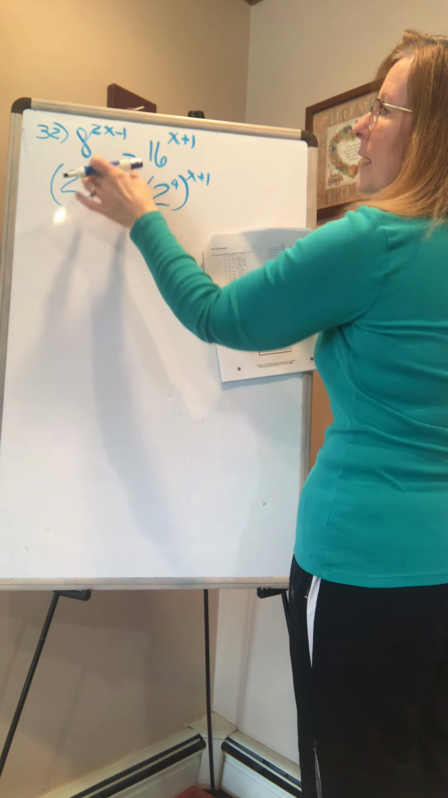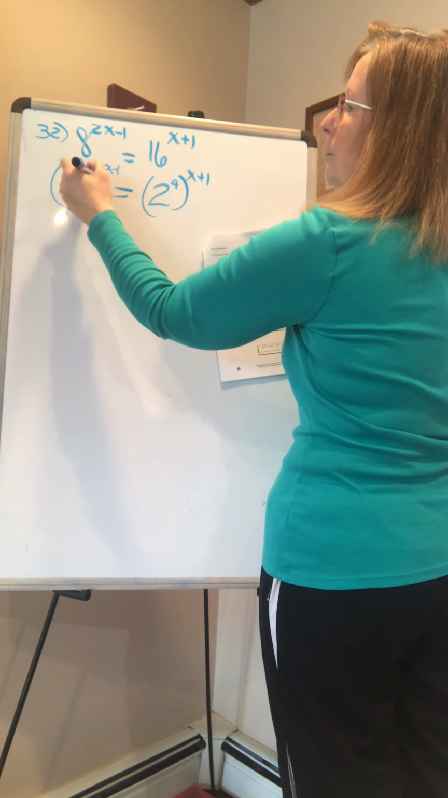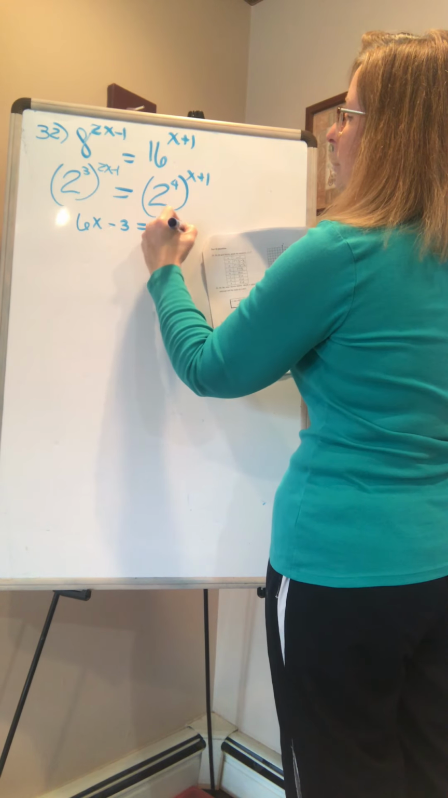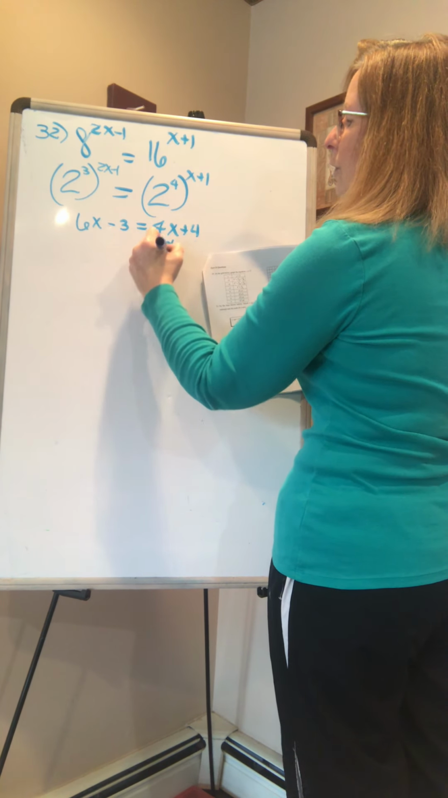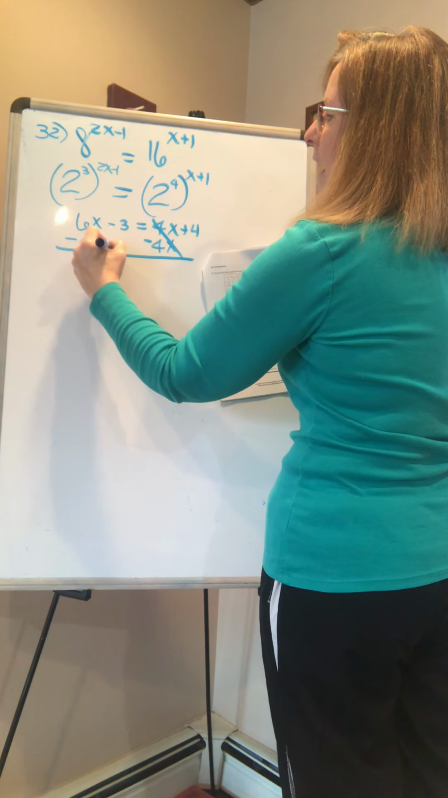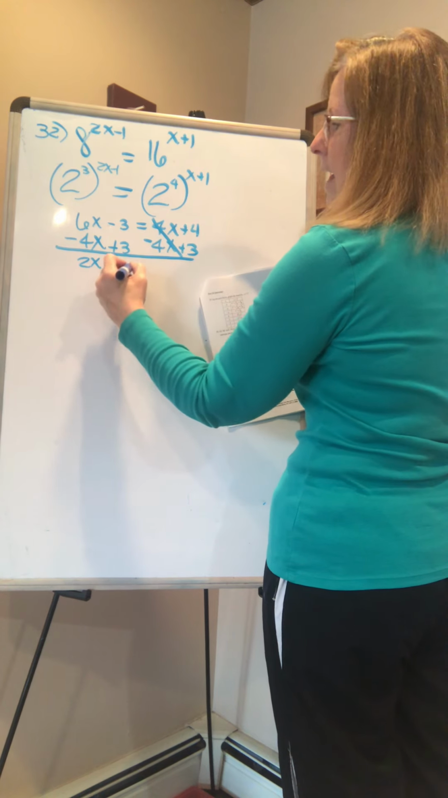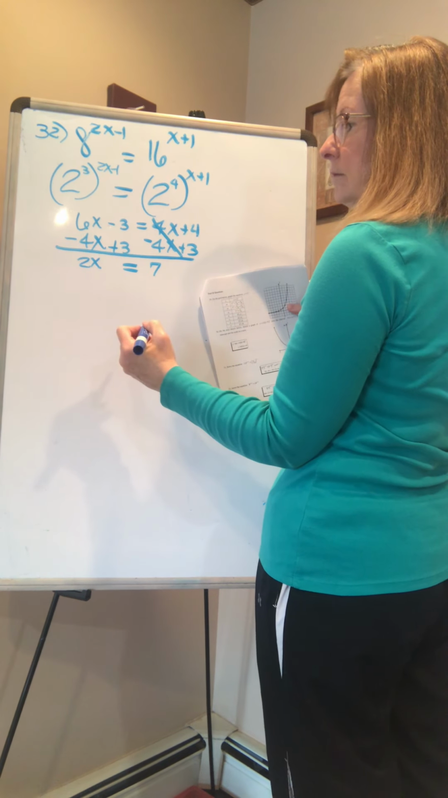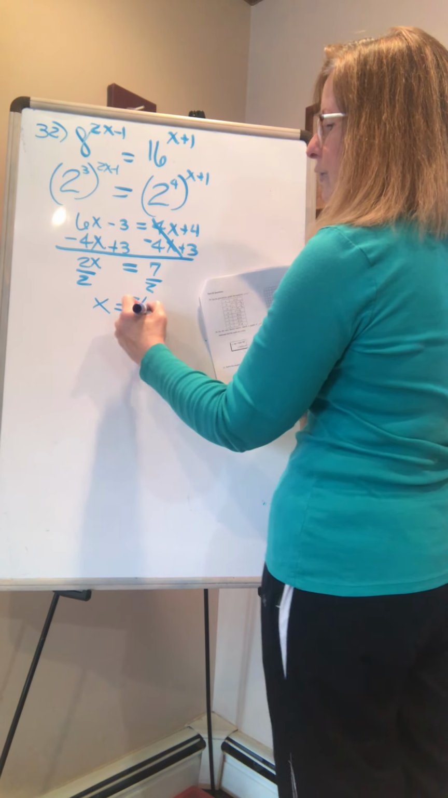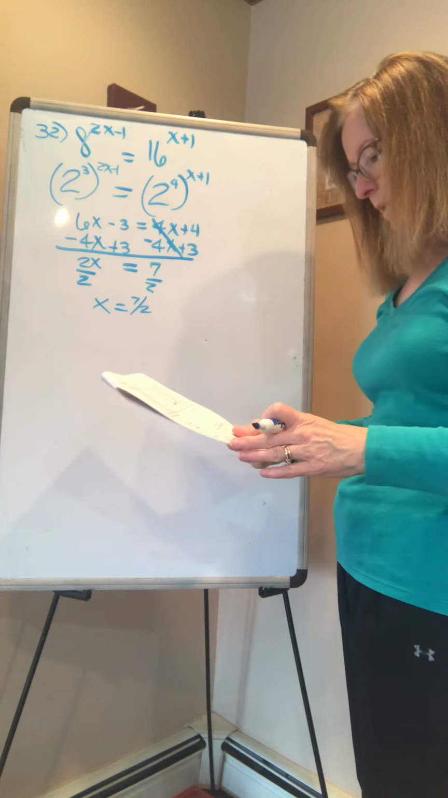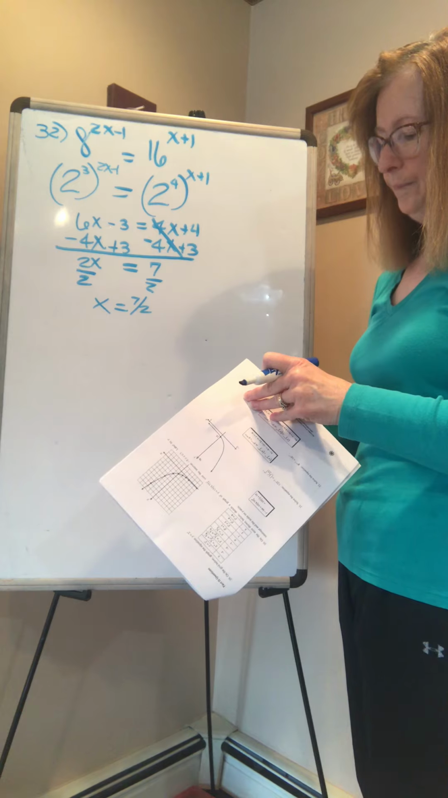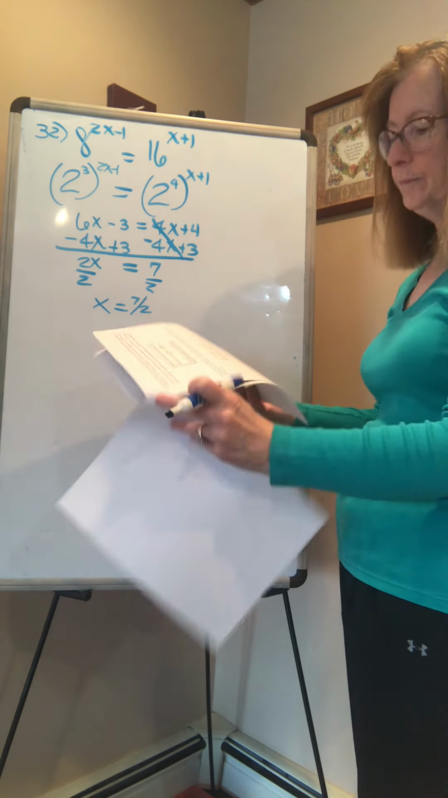Everything's equal, bases match, exponents are equal. So distribute. I get 6x minus 3 is equal to 4x plus 4. I'm going to minus 4x from both sides. I'm going to add 3 to both sides. And I am going to get 7 and divide by 2, I get 7/2, which is quite fine. That is a fine number, nothing wrong with that. You could give me 3.5 because the decimal terminates, but you don't have to.